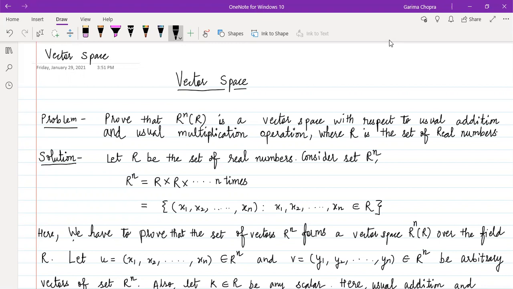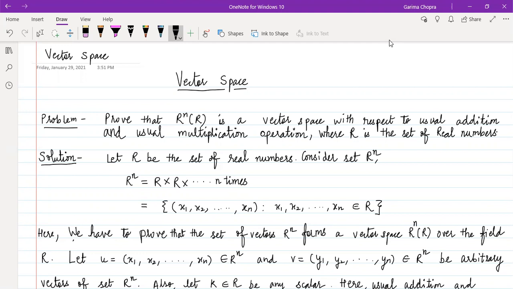So we have to prove that this Rn forms a vector space over the field R with respect to usual addition and usual multiplication operation. So here vector addition is the usual addition of two real numbers, and the scalar multiplication is the product of two real numbers. So we have written all these things here before starting our proof, before starting verifying all axioms. We have written here all the things which are given in our problem.